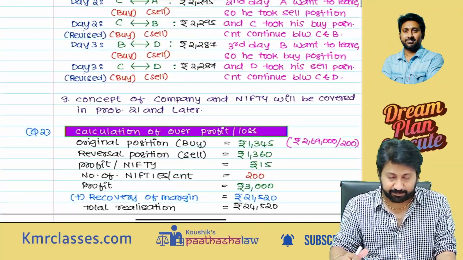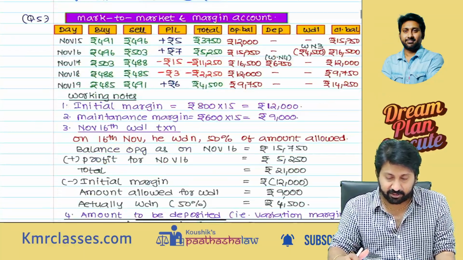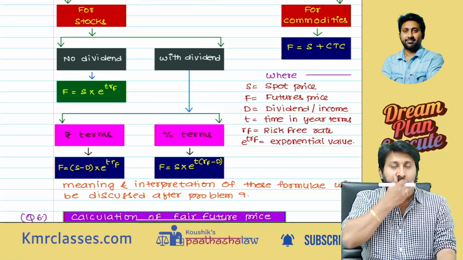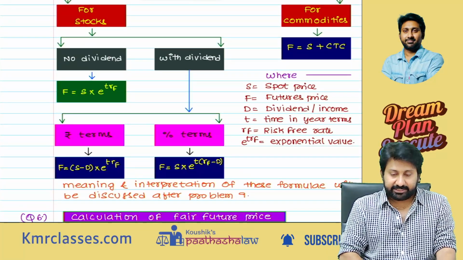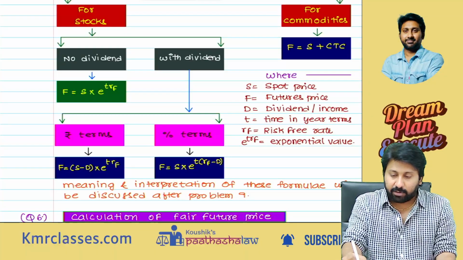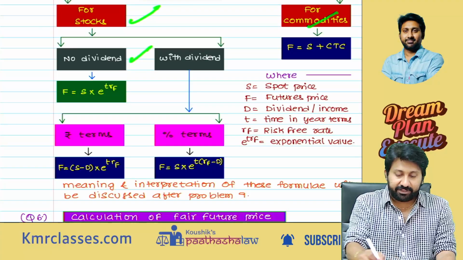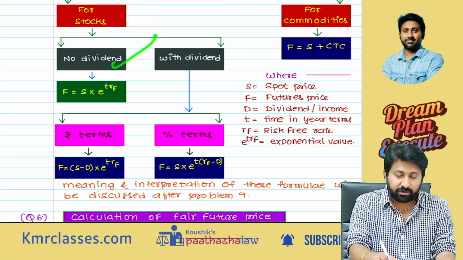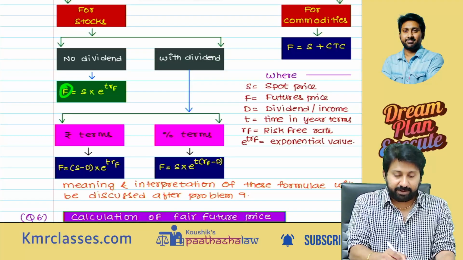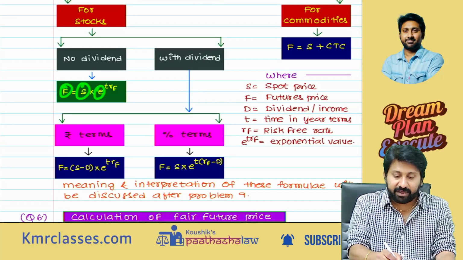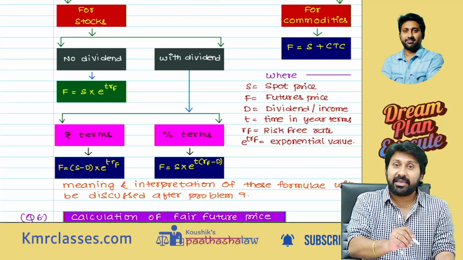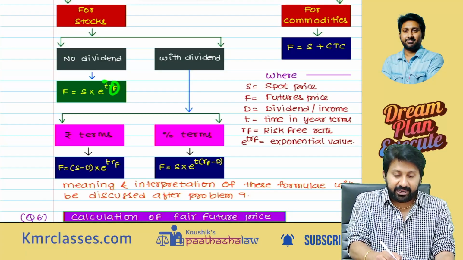In the futures chapter, there are some formulae that you can keep in mind. See, fair futures pricing. Whenever you want to price the futures, it depends on what you are valuing: stocks or commodities. Stocks, with dividend or without dividend. Without dividend, F equal to S into e power T into RF. F, the futures value, is spot into exponential value of T into RF. It's not TR into F. T into RF. RF is the rate. T means time.